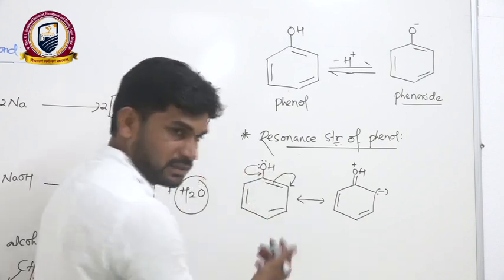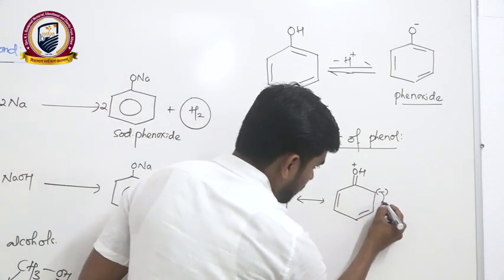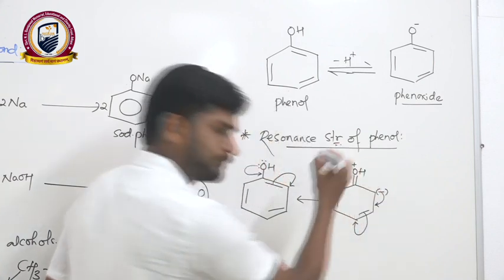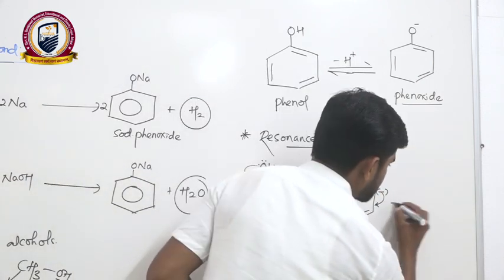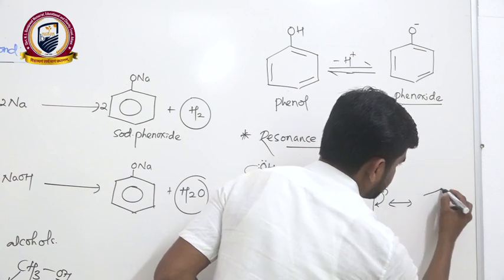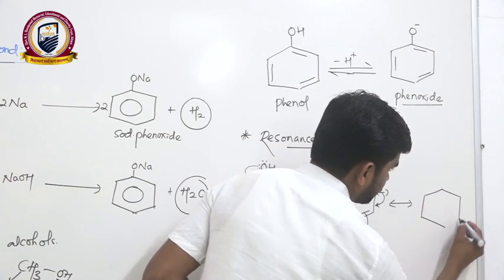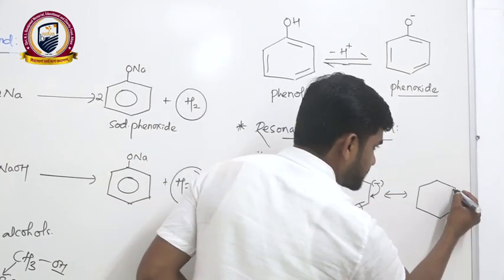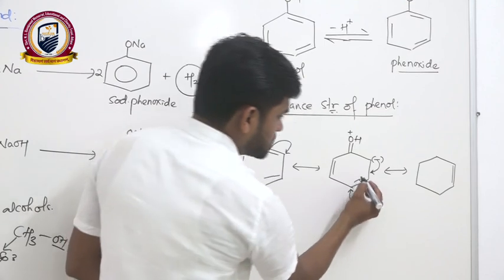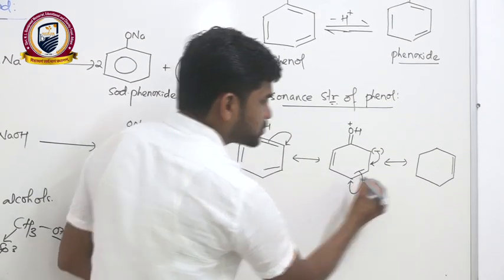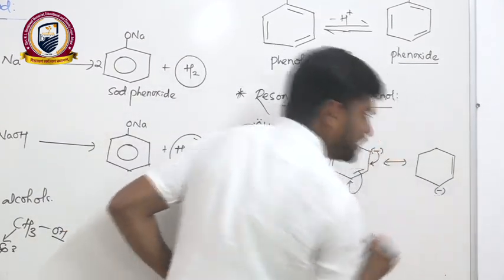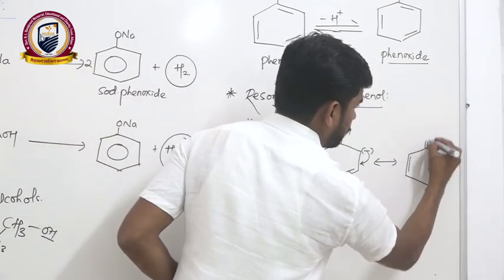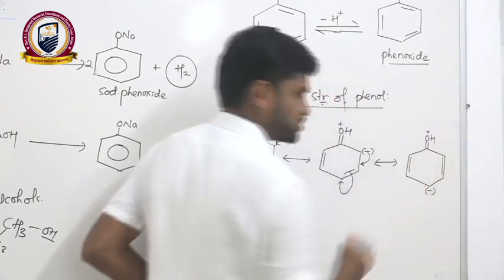So in the next structure, this negative charge will come over here, and these pi electrons will move onto this carbon atom. The next structure will be, so this negative charge is coming over here, meaning there is a formation of a double bond. And these pi electrons are moving onto this carbon atom, meaning this will acquire a negative charge, and everything is the same. Here double bond, and here double bond, with OH having positive charge.